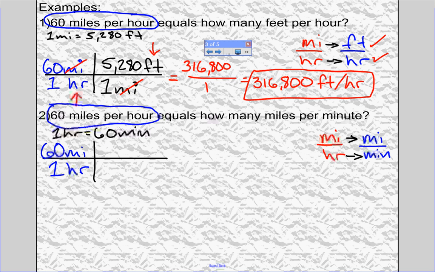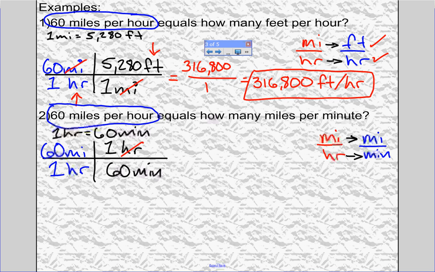Draw my line, and now I'm going to plug in my conversion factor. So I have hours equals minutes. If you look here, here's my hours that I'm trying to get rid of. So again, just like we did with miles, to cancel those out, one on top, one on the bottom, I have an hour on the bottom. So I need to put my hours on top this time to cancel that out. So I'm putting my 1 hour on top, my 60 minutes on the bottom.